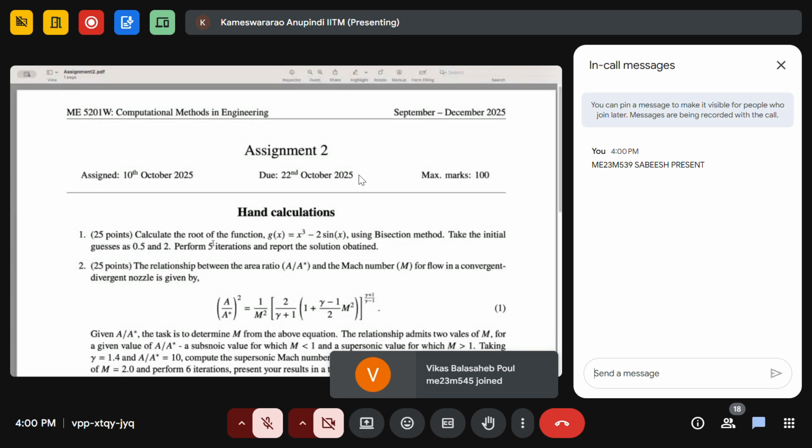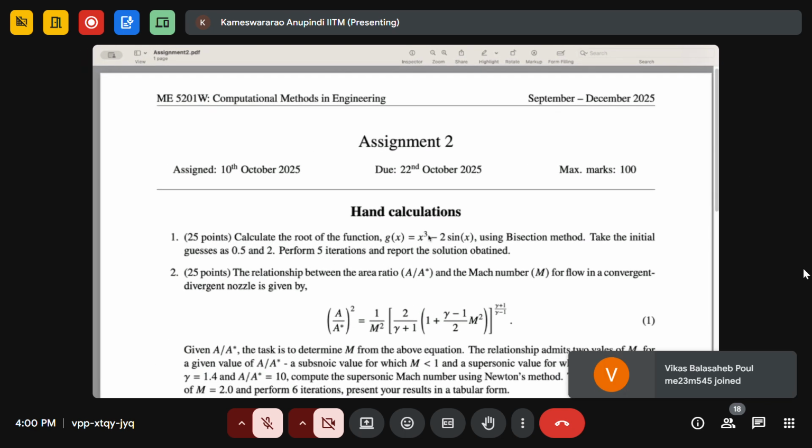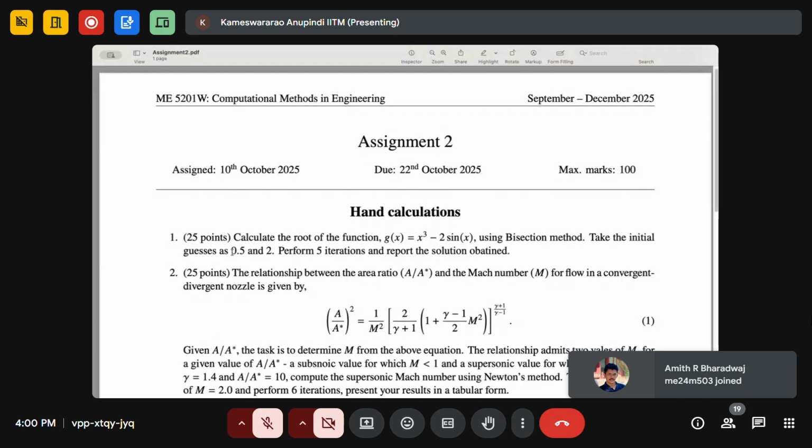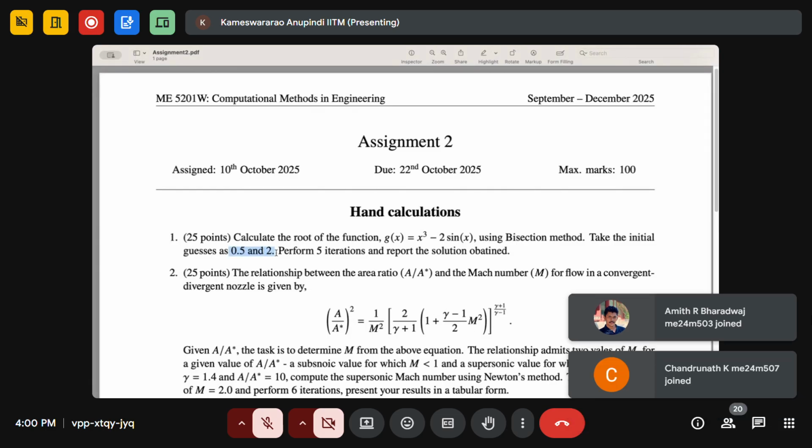The first one is to calculate the root of the function x cubed minus 2 sin x using the bisection method. You need two initial guesses, which are given here as 0.5 and 2. You need to perform 5 iterations and report the solution obtained.